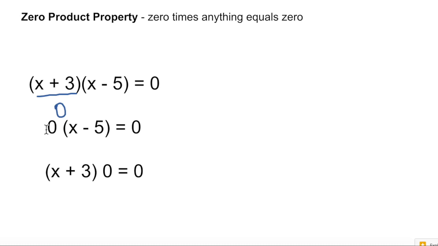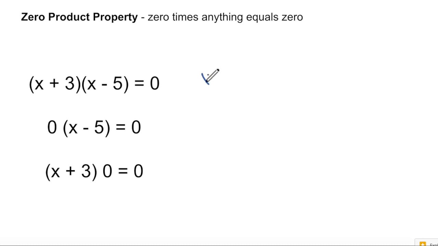In other words, if the first binomial is 0 and the second binomial we don't care what it is, then the product will be 0. And if the second binomial is 0, then we don't care what the first binomial evaluates to, because the product will be 0. So this is important for us. What this says is that we can set x plus 3 here equal to 0 and solve for it, and that will be one solution to this equation.